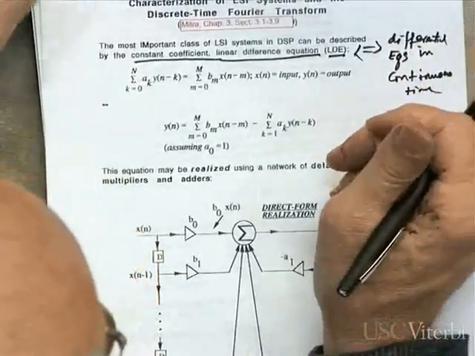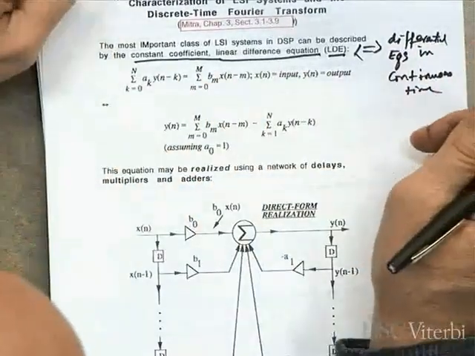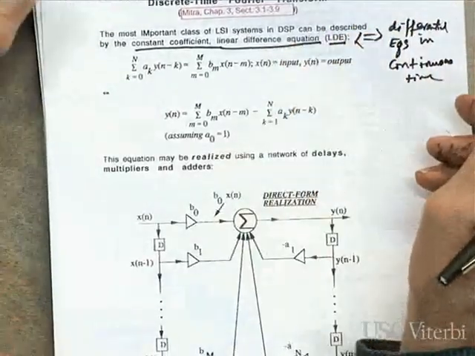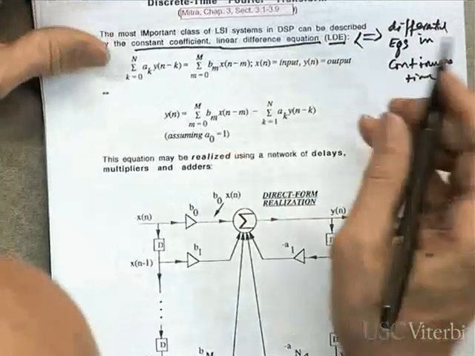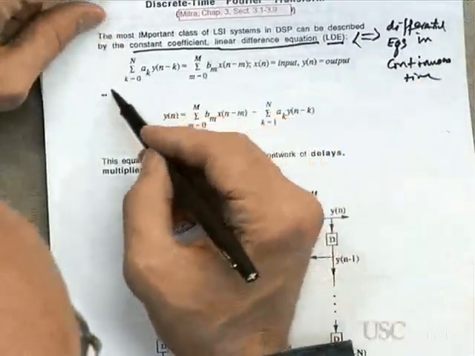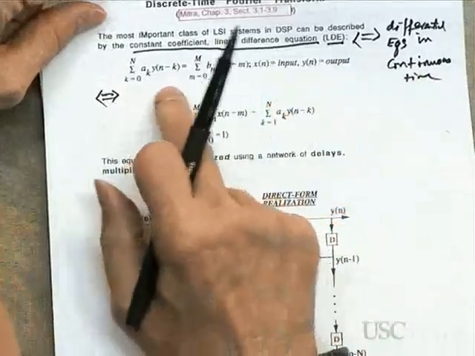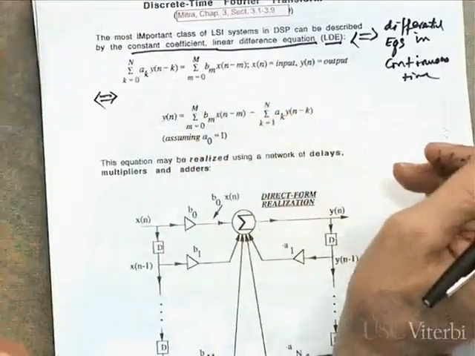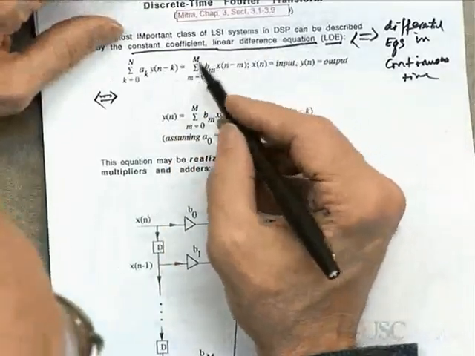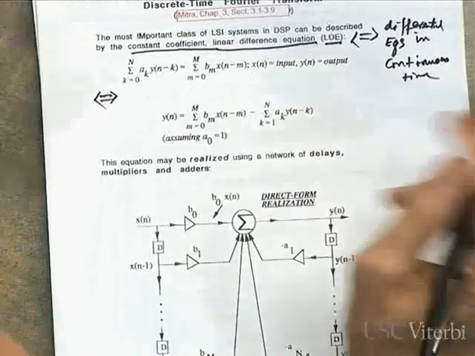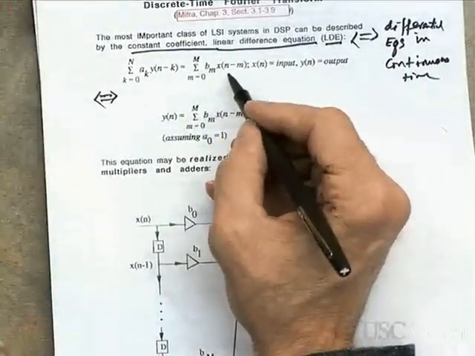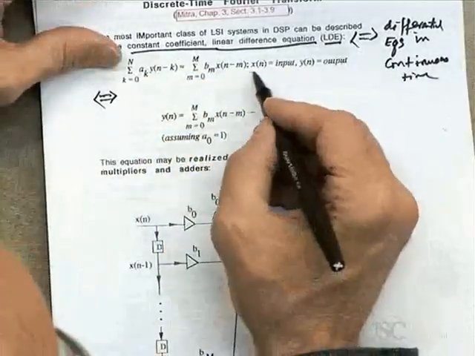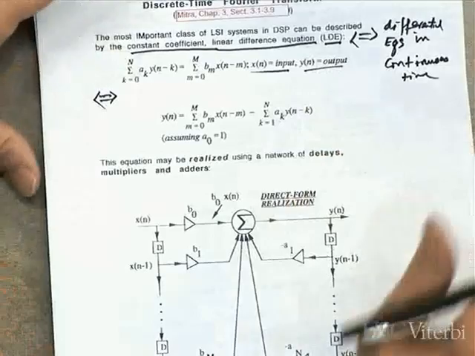Here's a very general form of a difference equation, and I'll have more to say about these later on. I write it like this: the summation of a sub k y of n minus k is equal to the summation of b sub m x of n minus m. So, time shifts of x and time shifts of y, multiplied by coefficients a and b, where x is the input and y is the output.